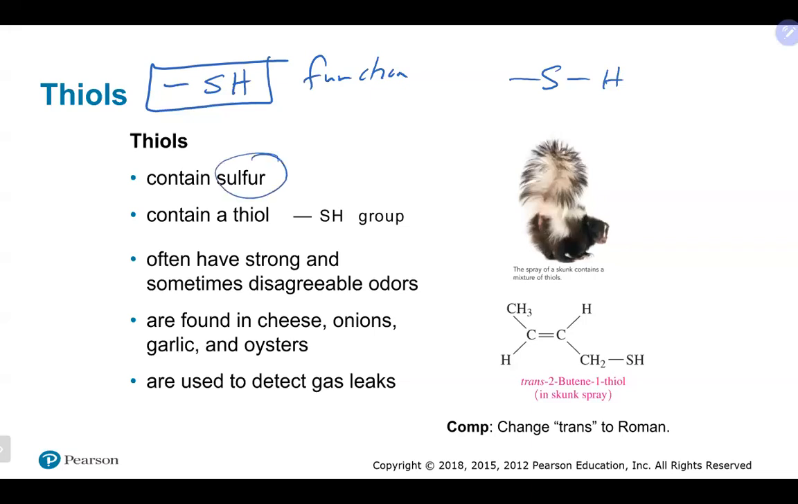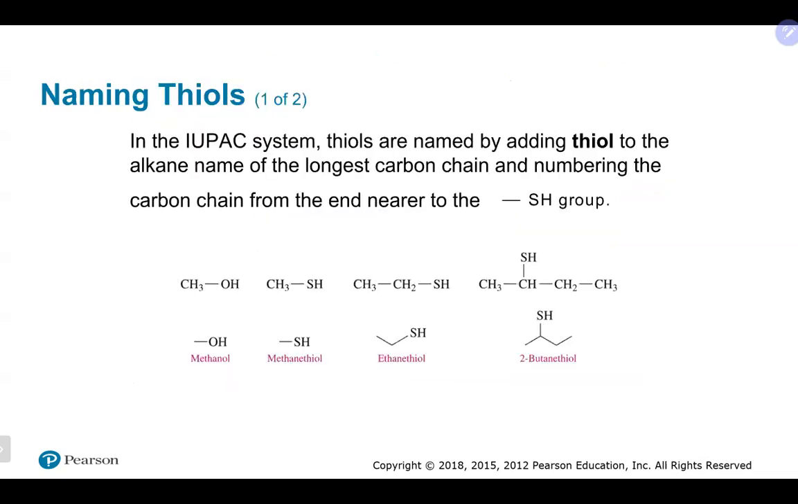Sulfur kind of stinks, as you can see there. It's found in things like cheese, oysters. They also put a little bit of sulfur containing compounds in natural gas just in case it leaks. You could smell it. Otherwise, actually, natural gas doesn't smell. So they put some stuff in there to make sure you can smell it just in case it starts to leak. In terms of thiols, we are not going to name thiols, I think.